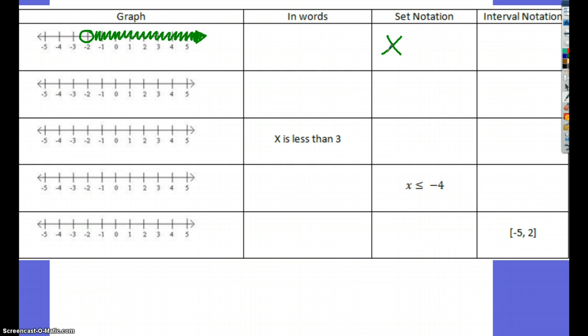So on this one, we're writing x. You write the number that is circled, so that's -2. And then from there, these numbers are bigger than -2, so we're going to do the greater than symbol. And we don't want to equal -2. So on here, we're just going to leave x is greater than -2. So in words, that's x is greater than -2.